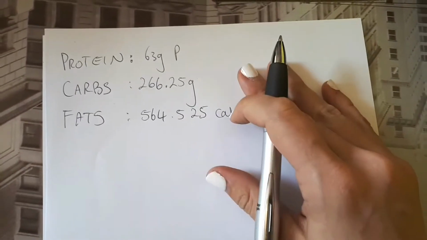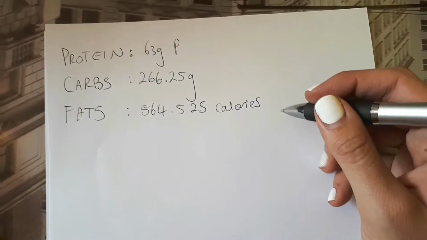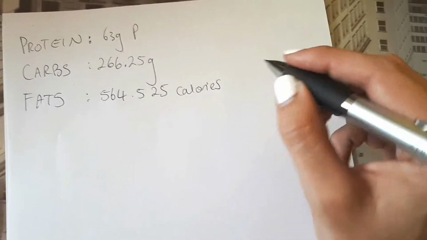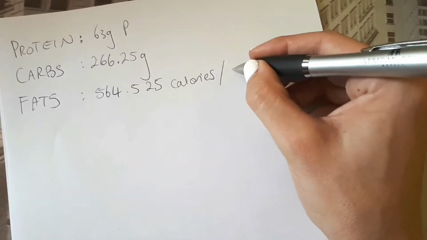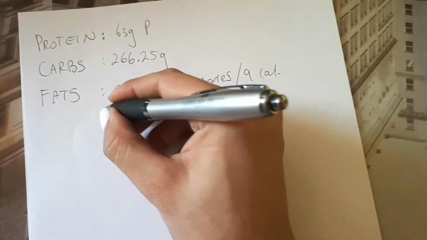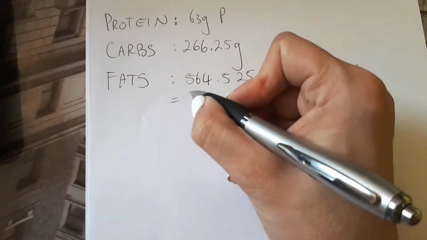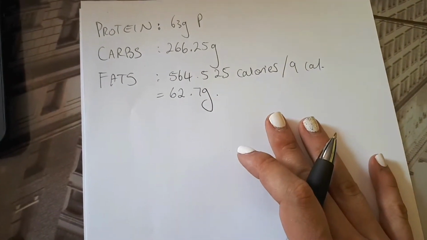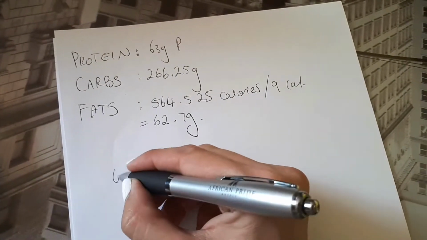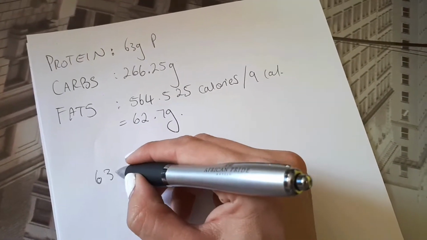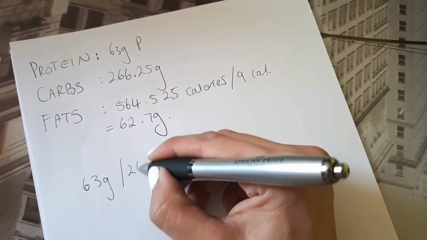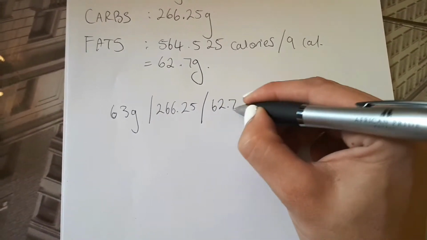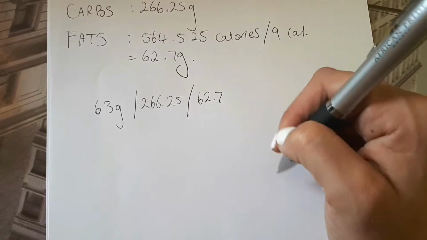Now to convert to grams, from my last video, I showed you that 1 gram of fat is equal to 9 calories. So we have to take this value and divide it by 9 calories. Okay, that'll give us 62.7 grams of fats. So this is what your macros look like: 63 grams of protein, 266.25 of carbs, and 62.7 grams of fats.